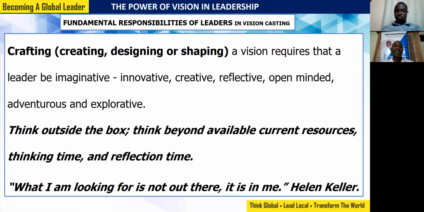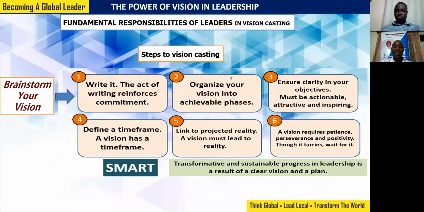Helen Keller said, "What I'm looking for is not out there, it is in me." What we are looking for is not out there, it is in me. And that is all about the issues of vision. It's inward, and then it's built and reflected on the outside.